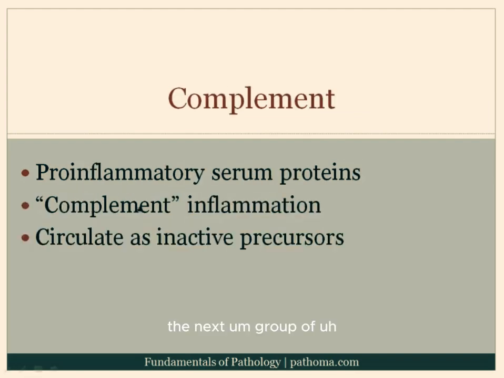The next group of proteins that are important in acute inflammation is complement. This is a group of pro-inflammatory serum proteins that complement inflammation. They assist inflammation. They help inflammation. We're all familiar with the fact that complement circulates as inactive precursors, and these precursors must be activated for the complement system to produce its effect.